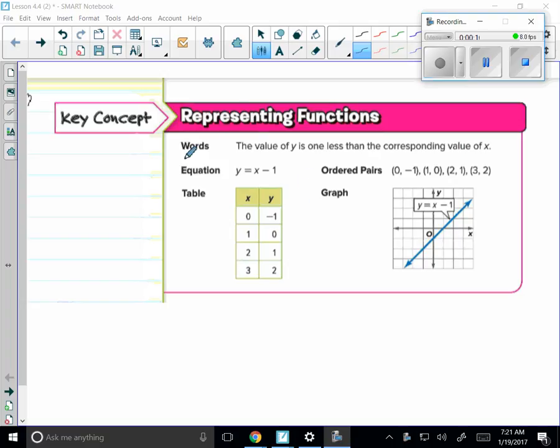It's our key concept. We have words, equations, tables, ordered pairs, and a graph. We know that words we can turn into an equation, and we can take this equation and make a table with x values and y values, put those into ordered pairs, and then we can graph it. So all of these represent the same function, just different ways to show them.